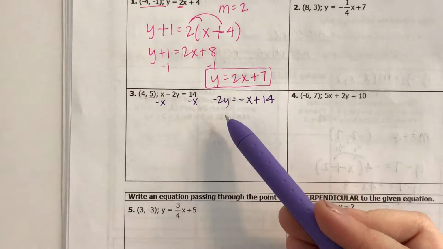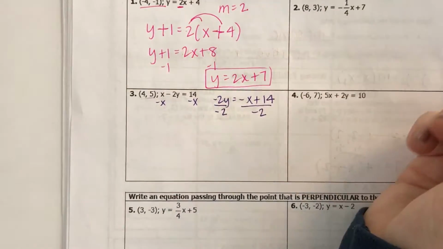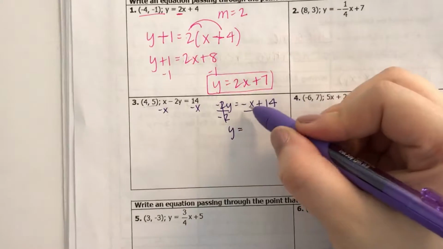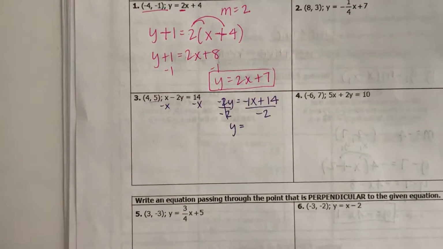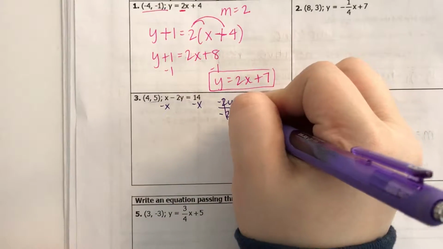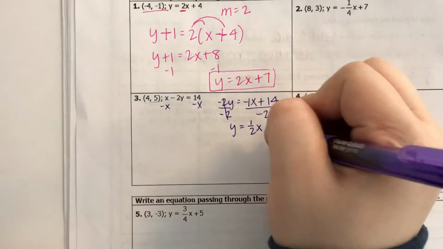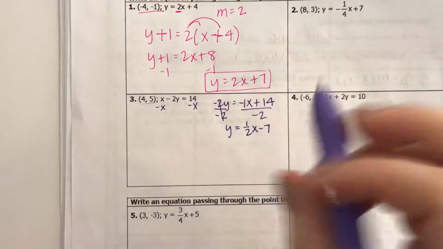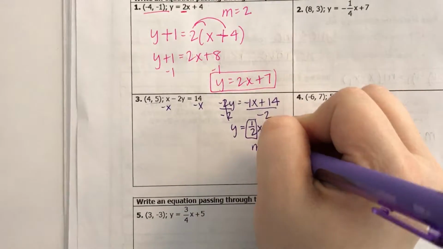Okay, I still don't have y by itself. I'm going to divide everything by negative 2. So I now have y equals, what's in front of this x? A negative 1. Okay, so now negative 1 divided by negative 2 is a positive 1/2 x. And then 14 divided by negative 2 is negative 7. So I need to have a line parallel to this line, which means it has to have the same slope. So my slope needs to be 1/2.